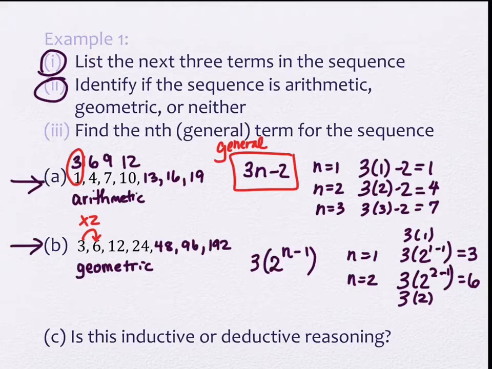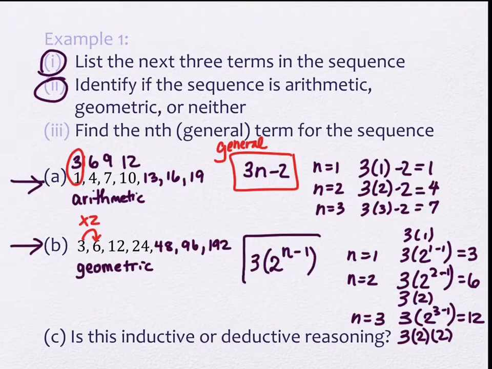Let's try n equal to 3 and check that one out. So if we do 3 times 2 to the 3 minus 1. What's 3 minus 1? 2. 2 squared is 4, and 4 times 3 is 12. Is that my next term? Yes. It is. And the reason it worked is because what I really had was 3 times 2 times 2. Because that's what 2 squared is. And the next one would be 3 times 2 times 2 times 2. Because that's what 2 cubed is. So the pattern in multiplying by 3 happens because of that exponent being involved. So my general term here is 3 times 2 to the n minus 1.